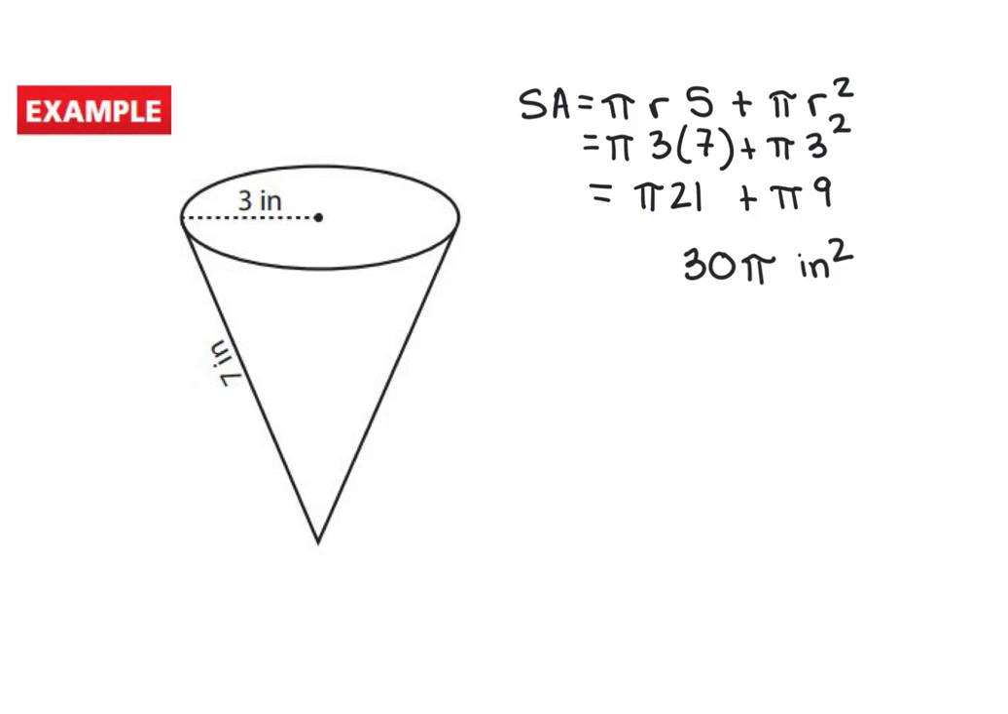And then remember, we know that pi is 3.14. So we'll do 3.14 times 30. And that's 94.2 inches squared.